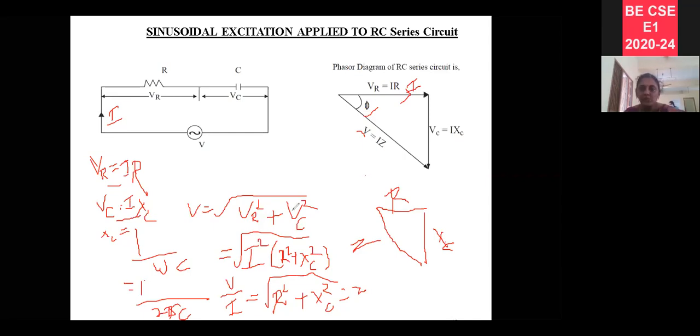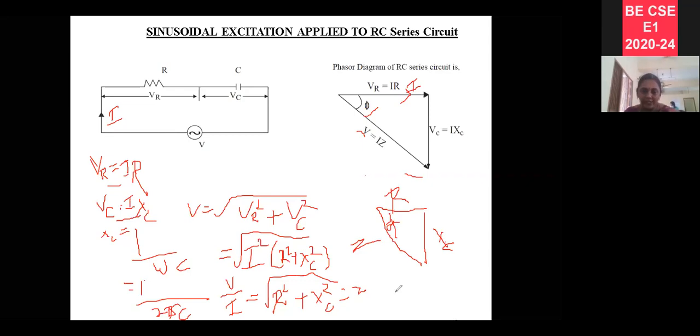Now next we are going to take out the phase angle. In the given triangle, what is cos phi? Cos phi is going to be the power factor. Cos phi is equal to adjacent by hypotenuse. This is the impedance triangle, and this is the angle phi. What is the cos phi value? Cos phi is equal to R by Z.